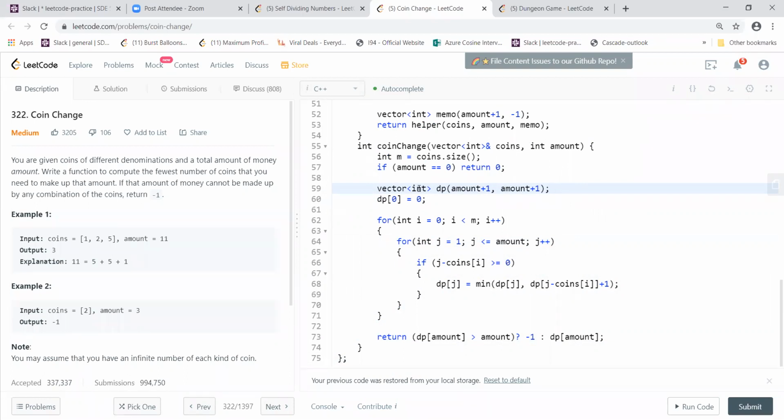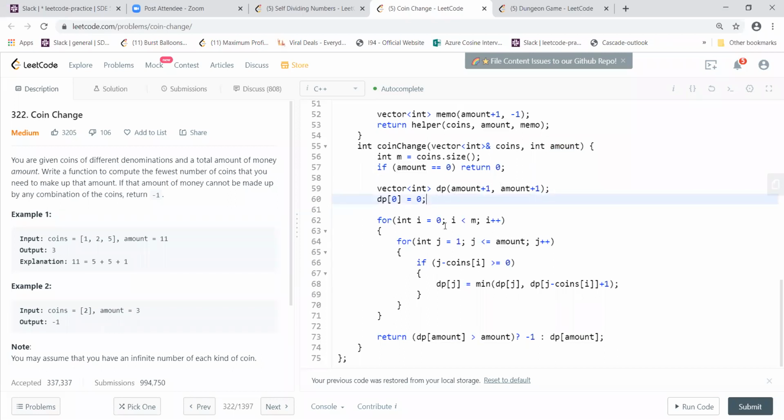So actually, see, this is the array I was talking about. This is my DP array, and I'm setting its size to amount plus 1, and also setting the value of each and every element to amount plus 1. Instead of going to INT_MAX, I'm just using the maximum amount plus 1, and I'm setting dp[0] as the base condition.